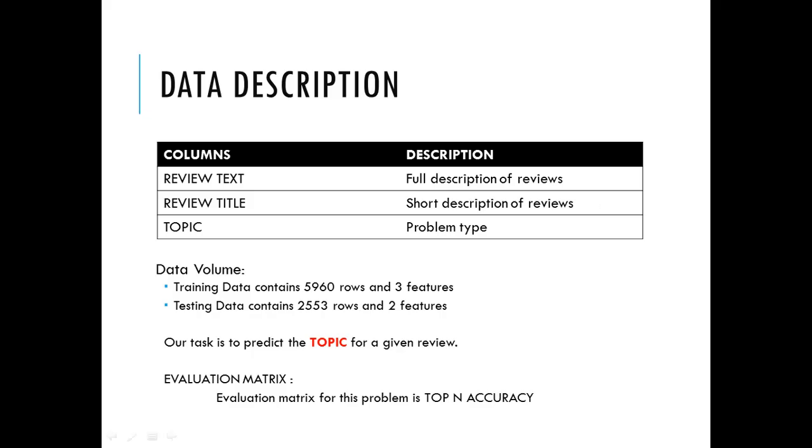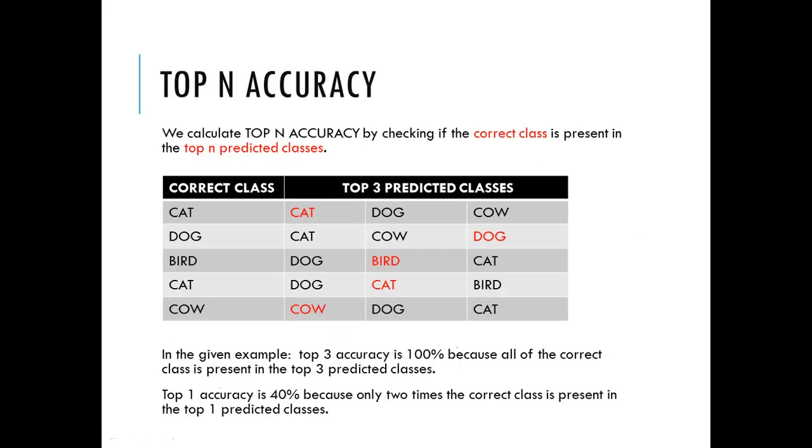Evaluation metric for this problem is top N accuracy. Now the question comes is how to calculate it. We calculate top N accuracy by checking if the correct class is present in the top N predicted classes. Let's understand this from the given example. Suppose we want to calculate the top 3 accuracy where N is 3, then the top 3 accuracy for the given example is 100%. Because all of the correct classes are present in the top 3 predicted classes here.